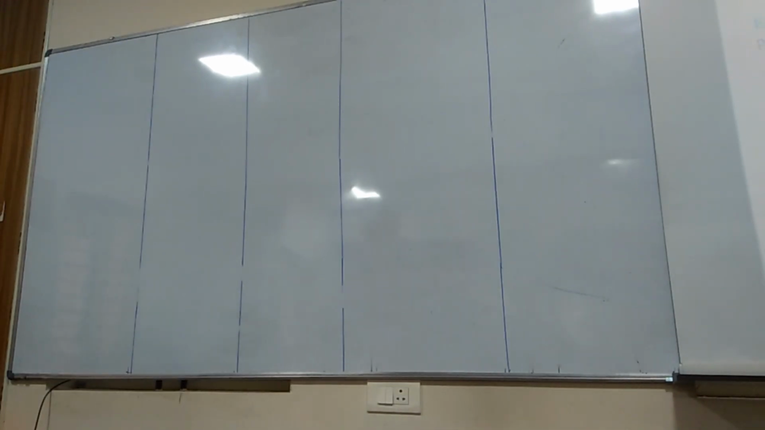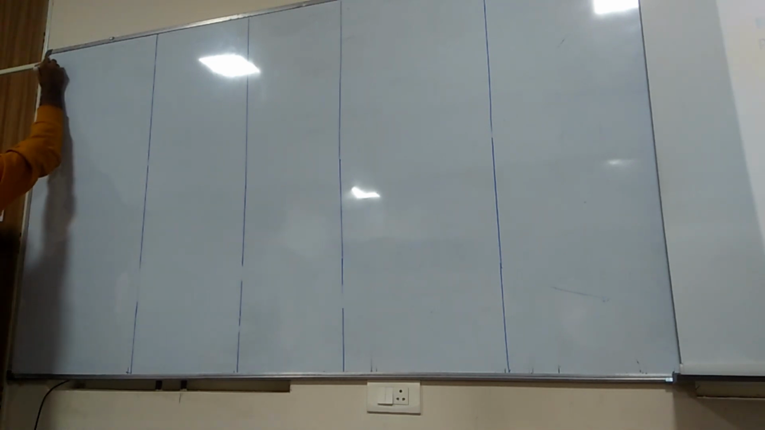Example 1. Look at the board. What does example 1 tell us? Find the coordinates of the point which divides the line segment joining the points (4, minus 3) and (8, 5) in the ratio 3:1 internally. They have given the ratio m is to n. They have given A. They have given B. You have to find the point P.